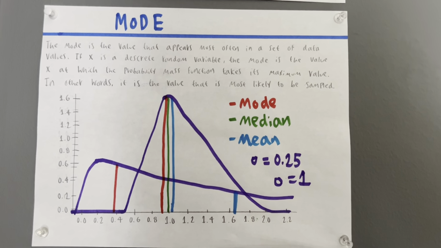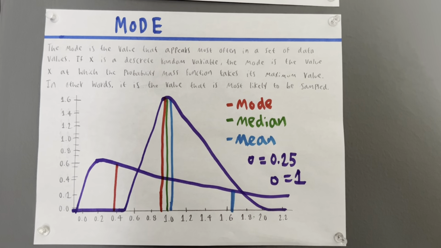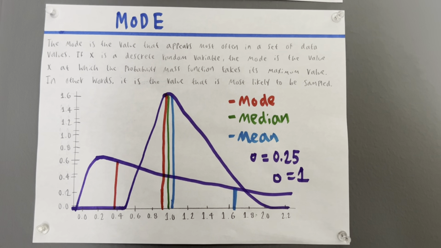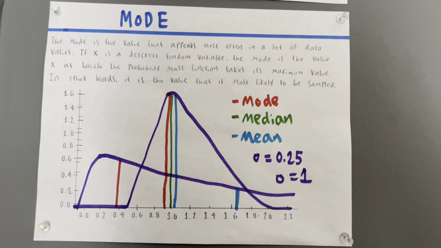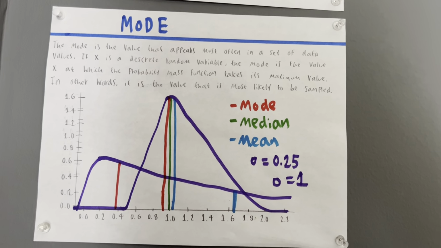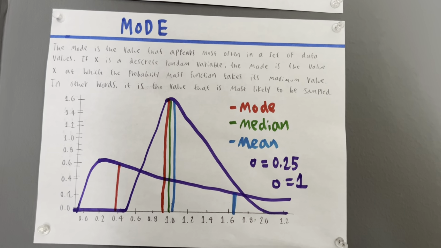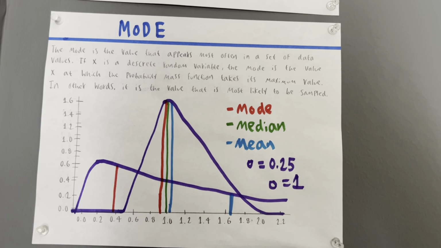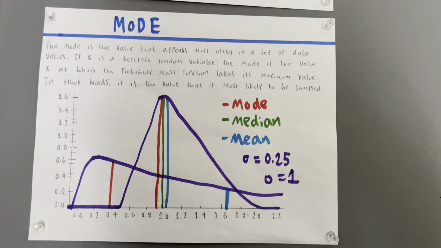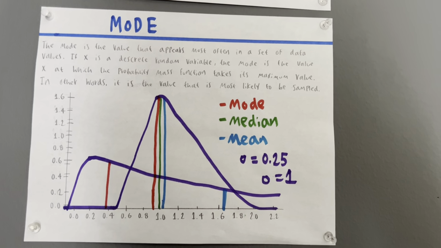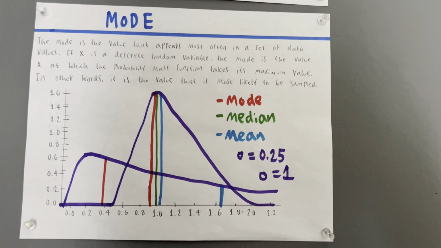And today we're going to talk about the mode. So here we go. The mode is the value that appears most often in a set of data values. If x is a discrete random variable, the mode is the value x at which the probability mass function takes its maximum value. In other words, it is the value that is most likely to be sampled.